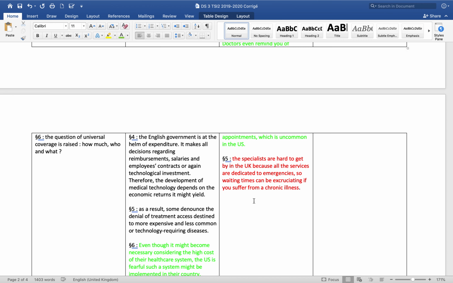The limit to this system is that the specialists are hard to get by in the UK because all the services are dedicated to emergencies. So waiting time can be excruciating if you suffer from a chronic illness. That's the limit of this system. It's very highly regulated. It's really trying hard to be as efficient as possible.